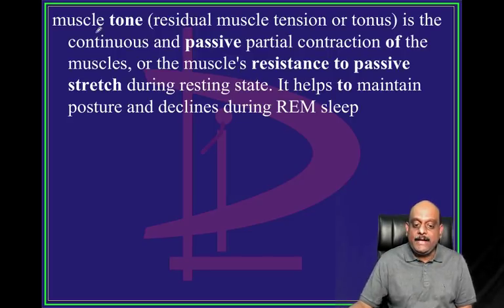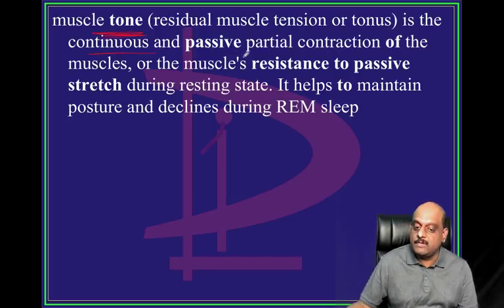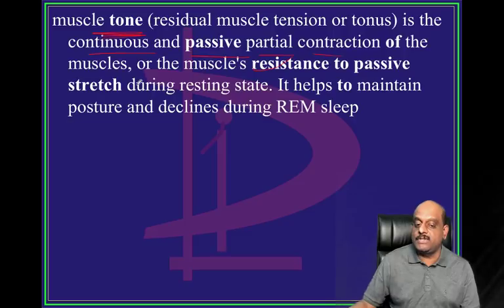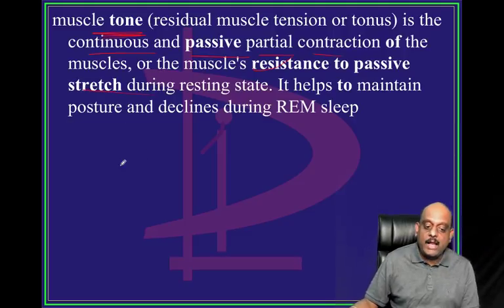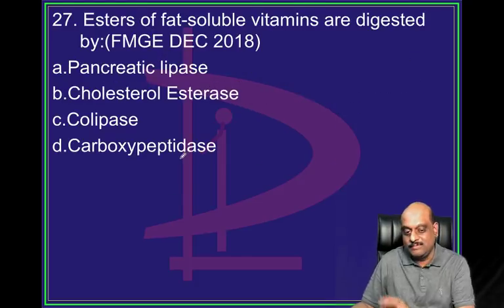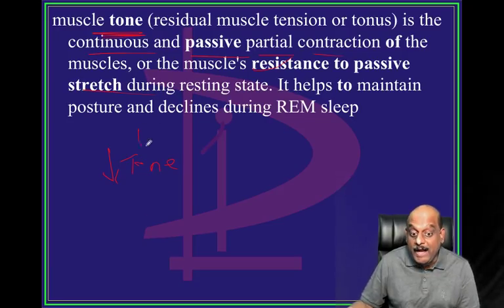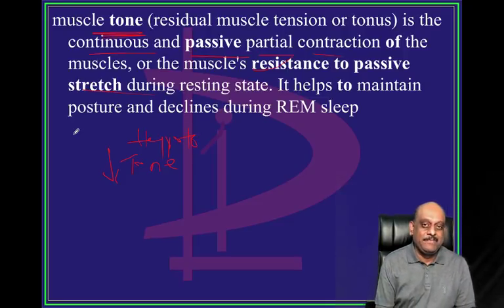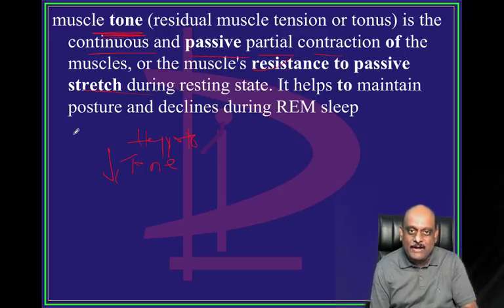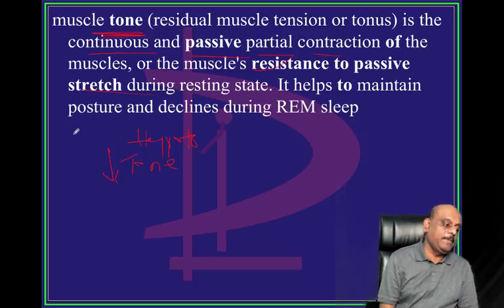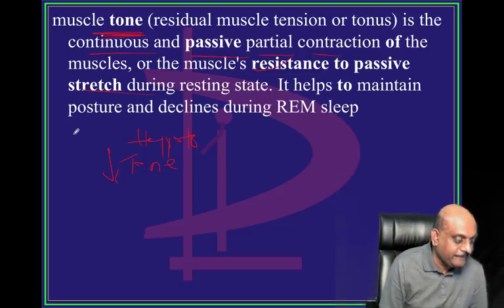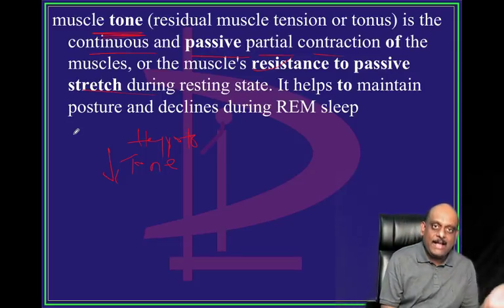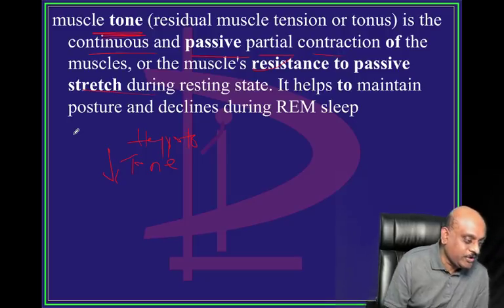So typically tone is a continuous, passive, partial contraction of muscles. Otherwise, the muscles' resistance to passive stretch during resting state. REM sleep में tone will come down. Cerebellar dysfunction में hypotonia will be there. मेरा right cerebellum को कुछ हो गया तो will I get left hypotonia or right hypotonia? Come on, who is going to give me the correct answer? If my right cerebellum को कुछ हो गया तो left में आता या right में आता hypotonia? Who is going to give me the correct answer?